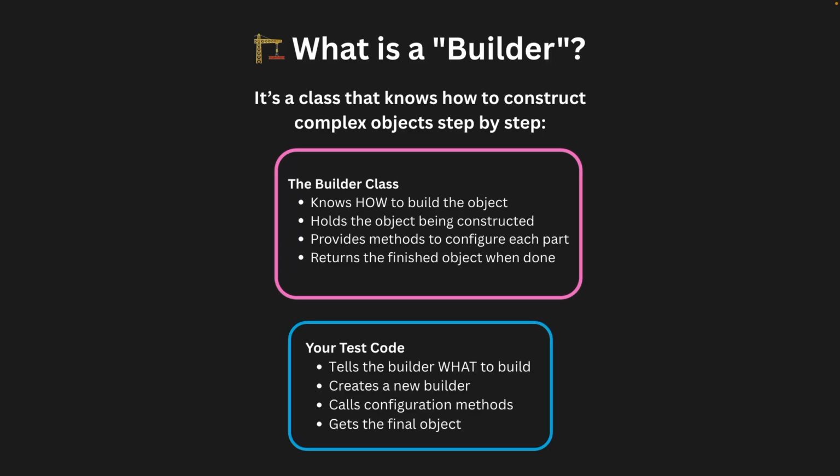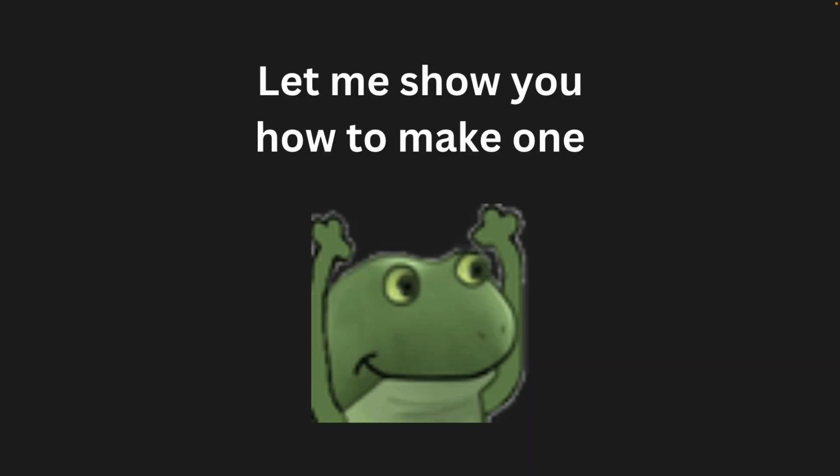Your test code in this example tells the builder what to build, right? It's the director in this scenario. It creates a new builder, it calls those configuration methods based on what it needs, and it gets back that final object so it can go process it however it needs to. So let me show you how to make one.